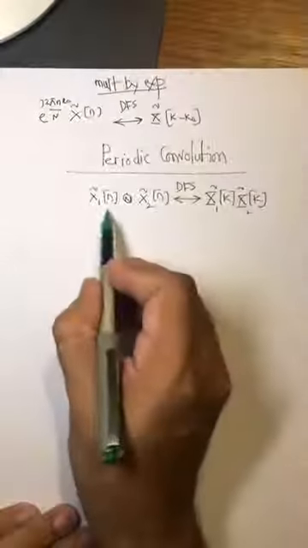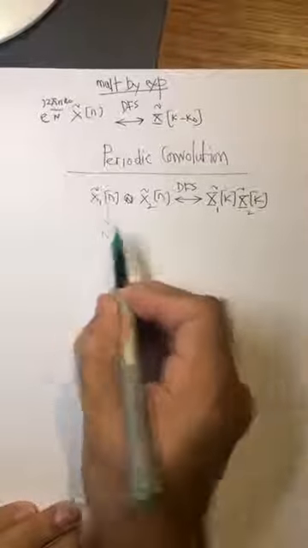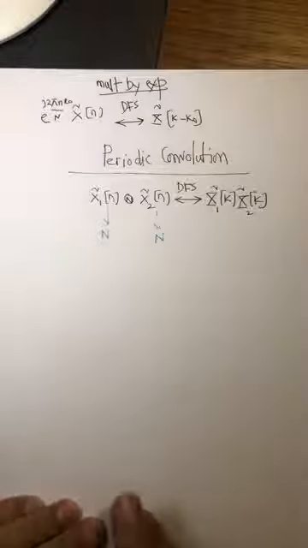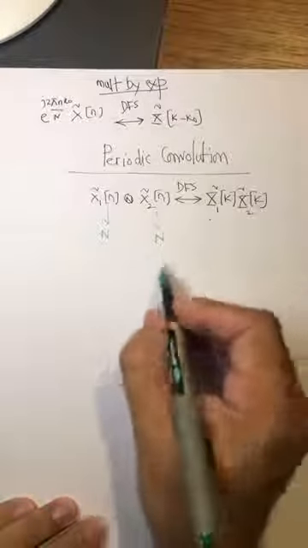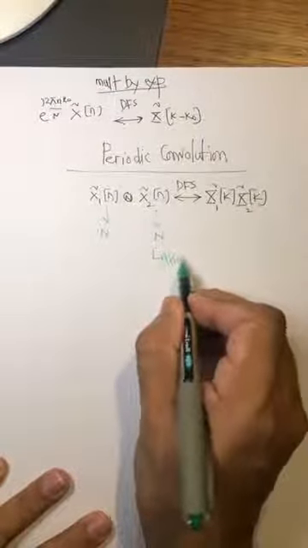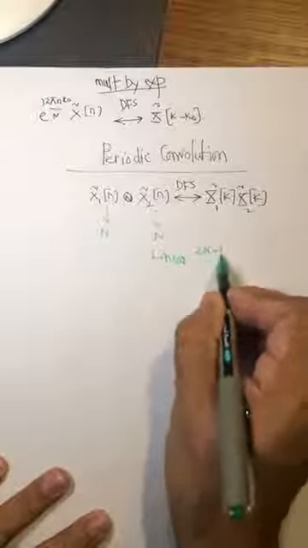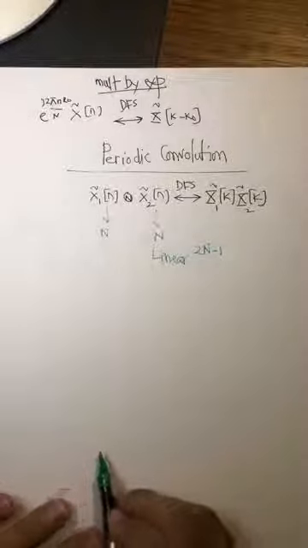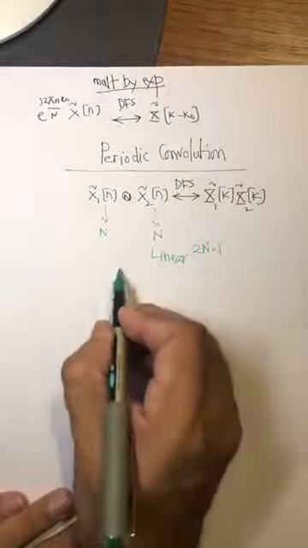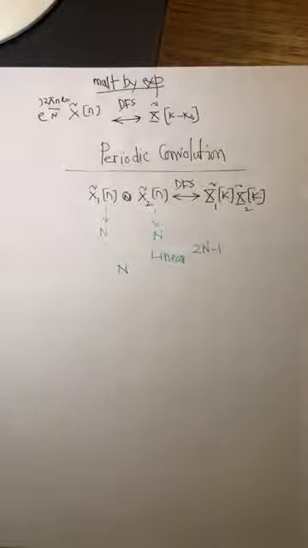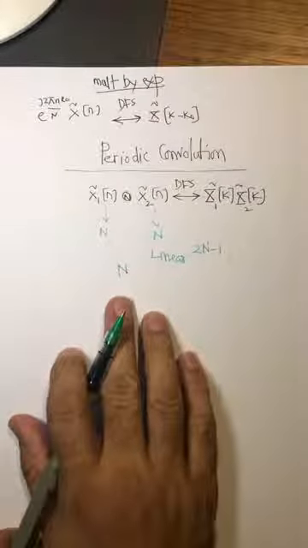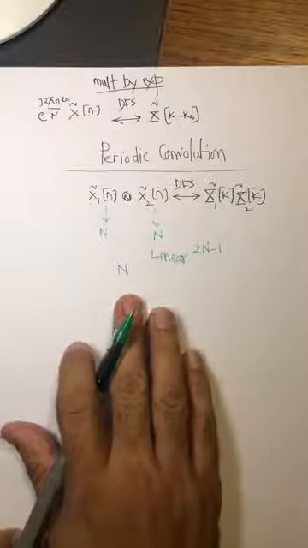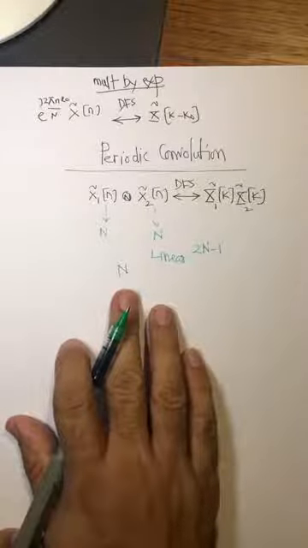First difference is that if this has a period capital N and this has a period capital N, had it been linear convolution, we know the length of the output would be this plus this minus 1. So for linear convolution, the length of the output would be 2N minus 1. But in case of circular convolution, the length will remain N. I'll show you how. So this is the first problematic thing, that this length is not going to change.